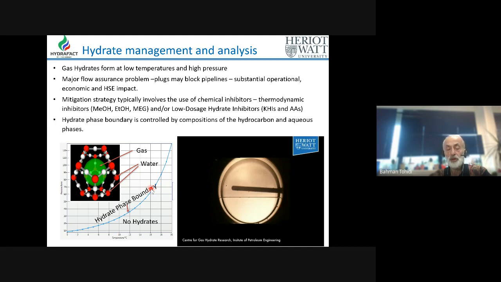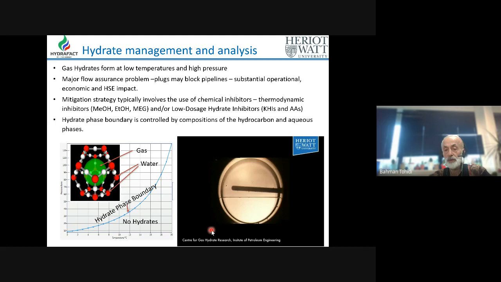You normally inject inhibitor based on your calculation, but the amount of water produced can be changed. That will change the concentration of water. So we control the hydrate stability zone of the gas by controlling the composition of the aqueous phase.